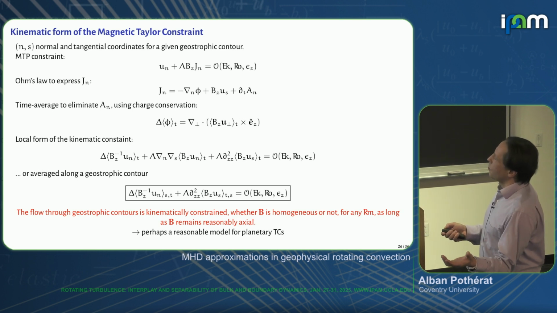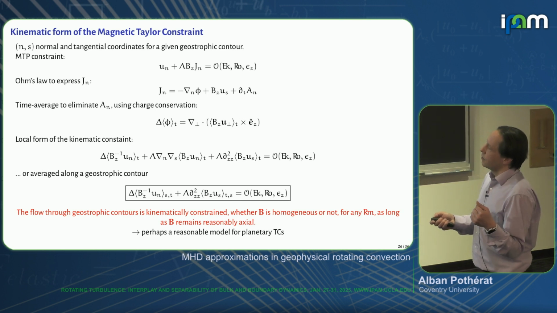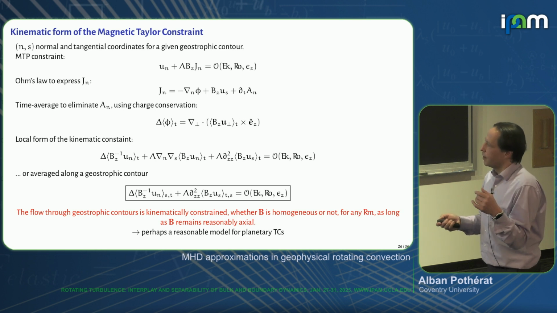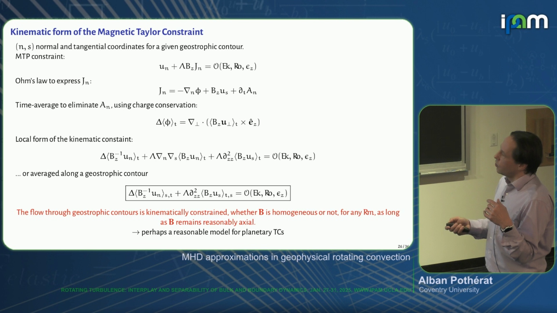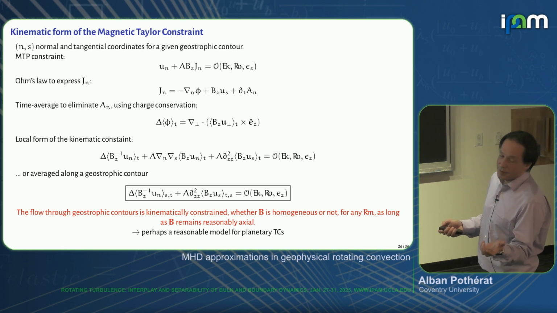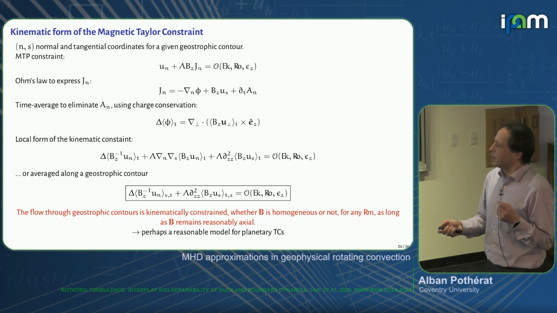So I can use Ohm's law to eliminate the component that is normal to the contour. Here I'm expressing that the component of the current along the contour is 0, and I'm expressing the normal component of the contour. In using current conservation, I can eliminate the electric potential. So, sparing you the little steps, we get a constraint that constrains exclusively the velocity field.